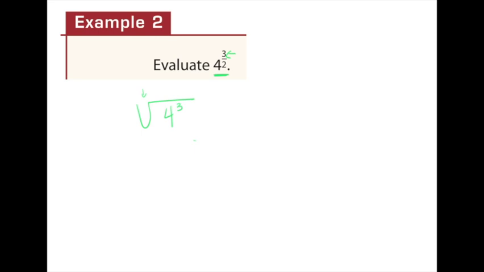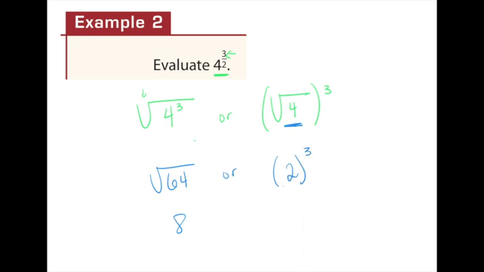Now, you can do this 2 different ways. You can take 4 to the 3rd power and then take the square root, or you can write it as the square root of 4 to the 3rd power. Those are both the same thing. If I take 4 to the 3rd power, that is 64. The square root of 64 is 8. Or if I do the root first, the square root of 4 is 2, and if I cube that, that is 8. You can do whichever one first that you want to.